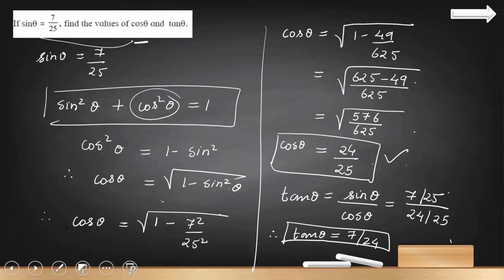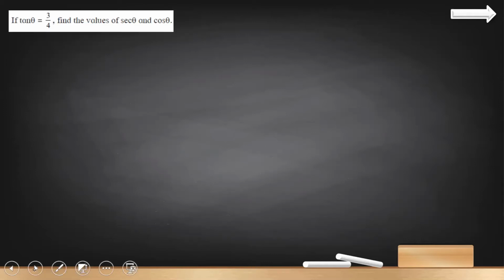Okay, so this is the first step. If one ratio is given, you can find out the other 5 ratios. This is the first type of question using identities. Question number 2 says, see, tan theta is given, you have to find out the values of sec and cos, right? Tan is given to us. Now, what do you need to find out? You need to find out sec.